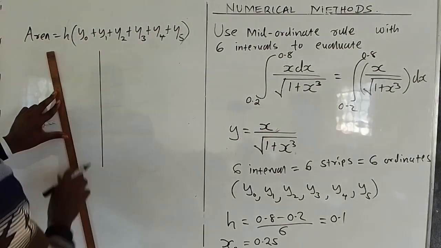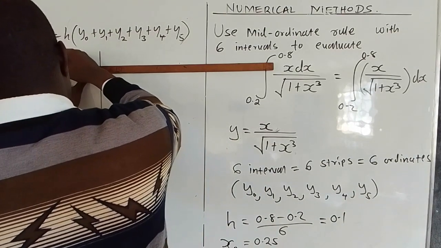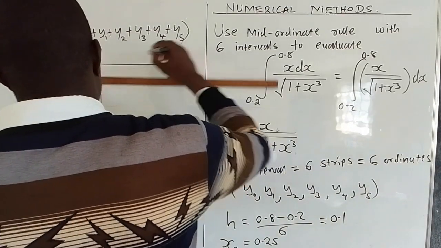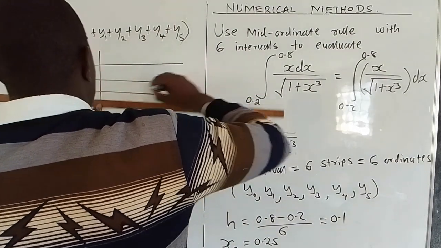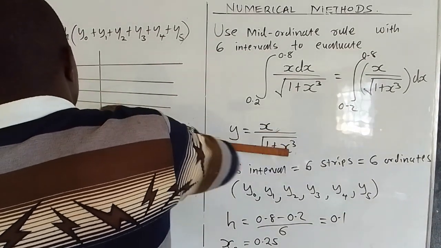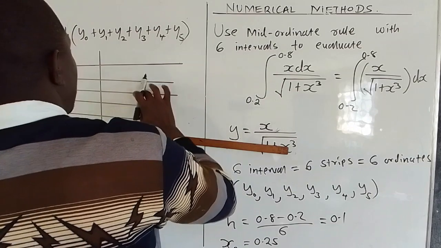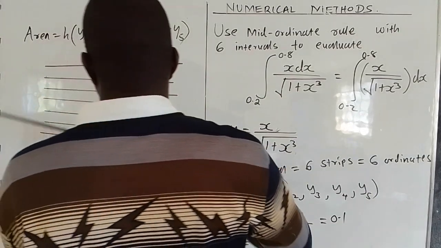So it means you come and form a table to get these y's. There are how many of them? 6 of them. So form a table with the 6 parts. 1, 2, 3, 4, 5, 6. So let us start.